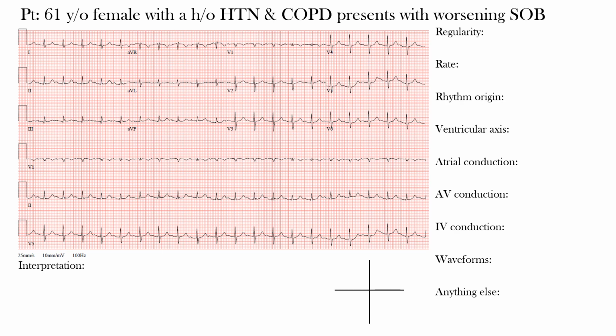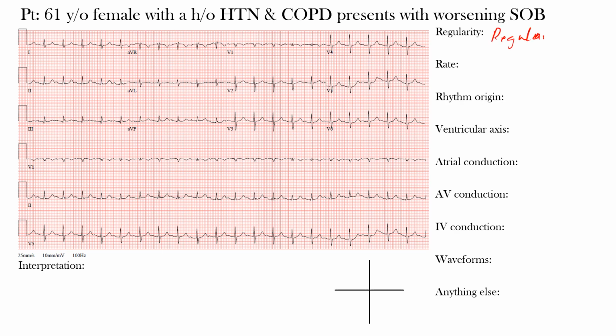So our 61-year-old female with a history of hypertension and COPD presents with worsening shortness of breath in this EKG. So let's go through it. Now first, what is the regularity of this rhythm? Well, on first impression, you probably notice that this appears quite regular. In fact, this is a regular rhythm, okay? So with our regularity, we will write regular, okay?